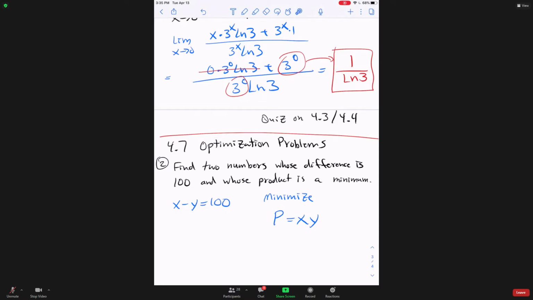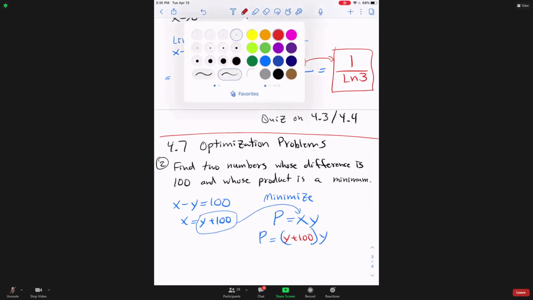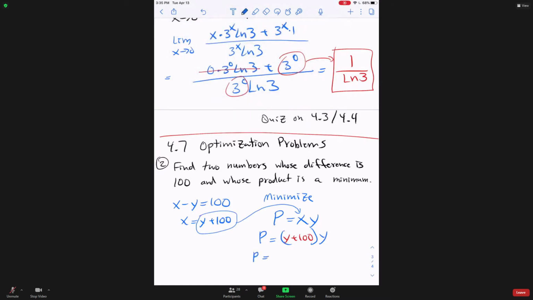So here's how you do it. What you're trying to minimize or maximize, in this case minimize, you want to write in terms of one variable. So I'm going to take the secondary equation, solve for x or y, and substitute it in here. Which one do you solve for? Doesn't matter, but make life easy for yourself. I'm going to solve for x because it's slightly easier, I just move the y over. Since x equals y plus 100, I substituted that in. Now I'm going to distribute the y.